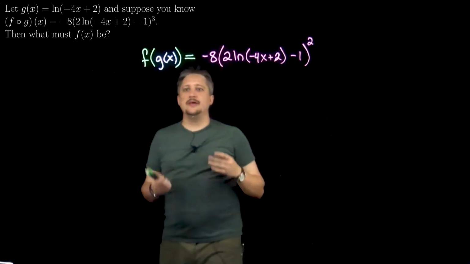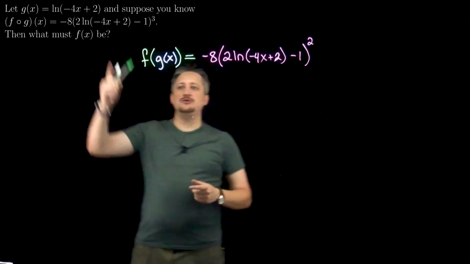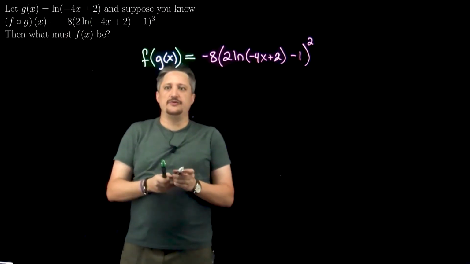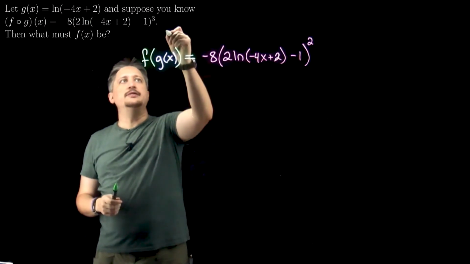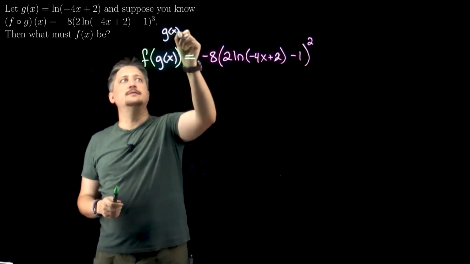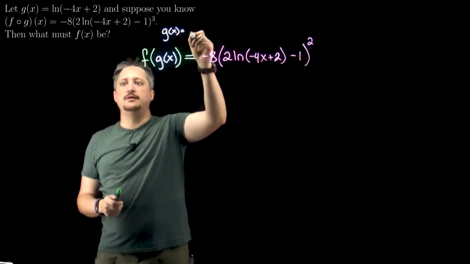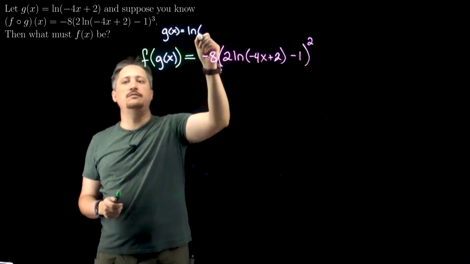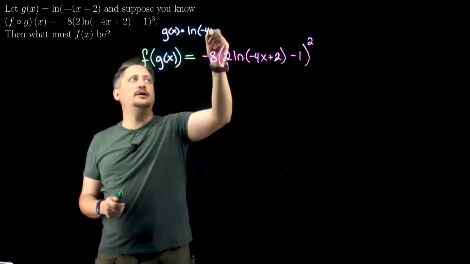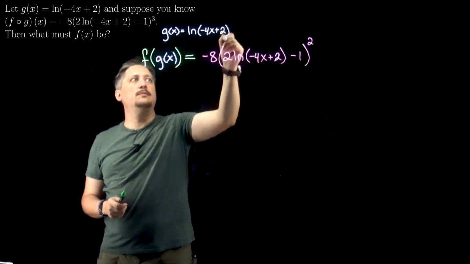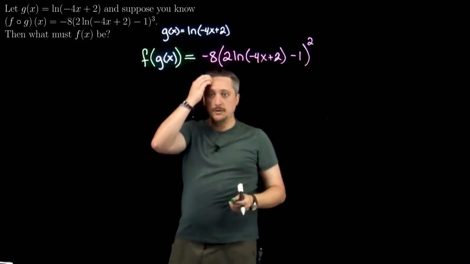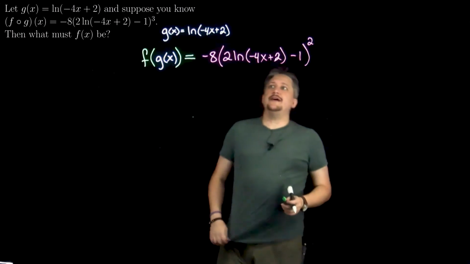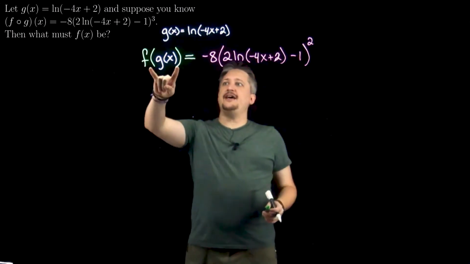Now, the other thing it gave me is what g of x is, right? So I know, in particular, that g of x is the natural log of negative 4x plus 2. Okay? So my goal then is to see, right, this is f of g.